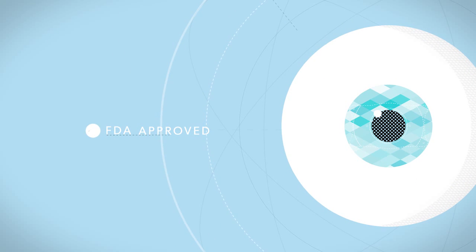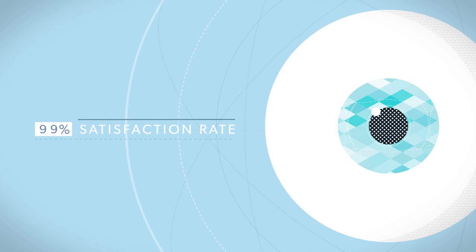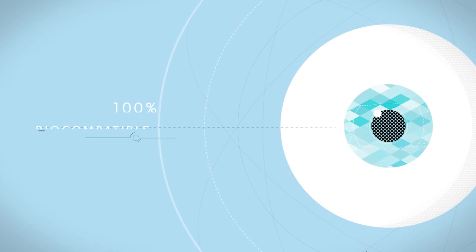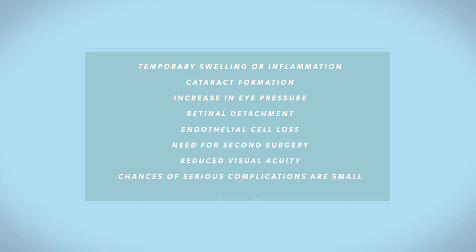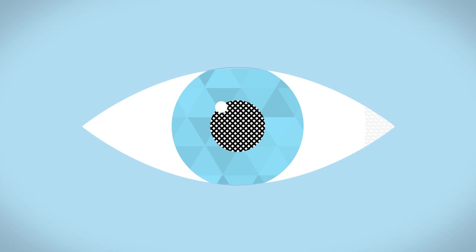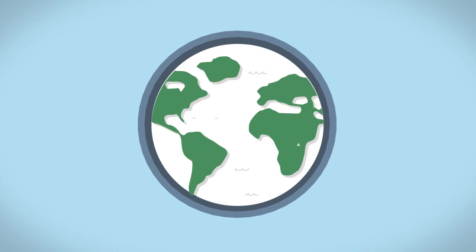Visian ICL is FDA approved, has a 99% satisfaction rate, and is built to last because they are constructed of 100% biocompatible collamer. Like LASIK and all other eye procedures, there are risks involved with Visian ICL. The chances of serious complications are relatively small, and most can be resolved. Improving your vision means improving your life, and seeing the world in HD is how it should be seen.